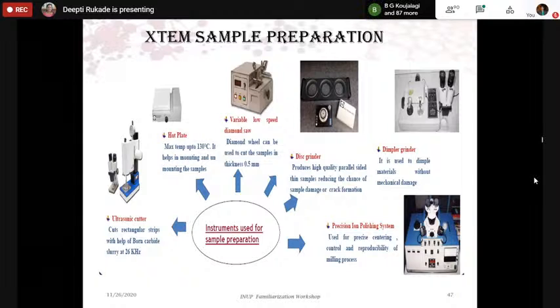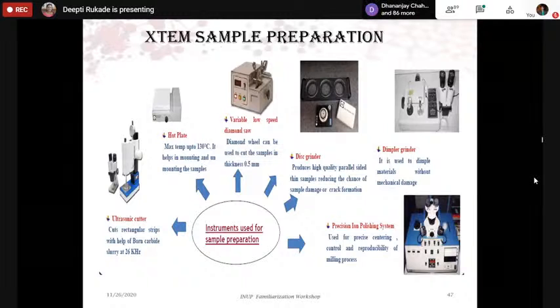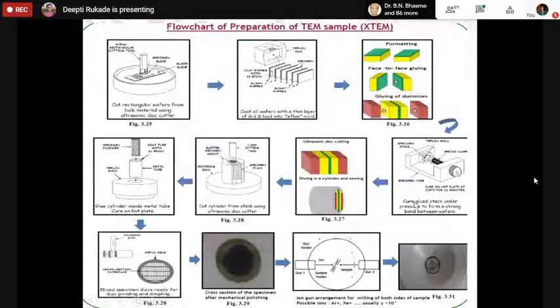When it comes to thin films, and if you need to see the interface, like how your interface is reacting, you have to do something called XTEM, which stands for cross-section TEM sample preparation. For that, you need to specifically prepare the sample. It is very tedious, very time consuming, and a technique that requires very high patience. So these are all the tools that are required for just one sample preparation. In the next slide, I have shown how it goes.